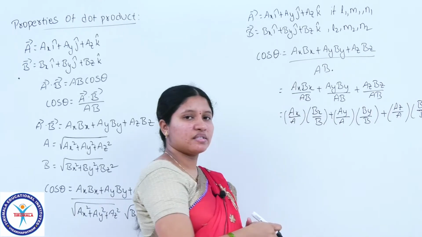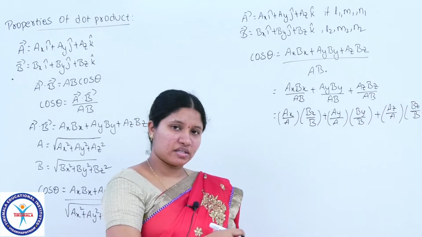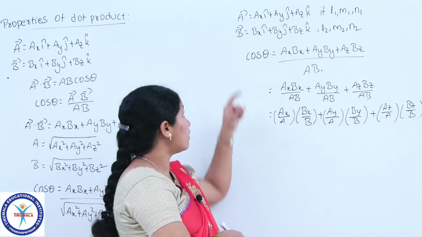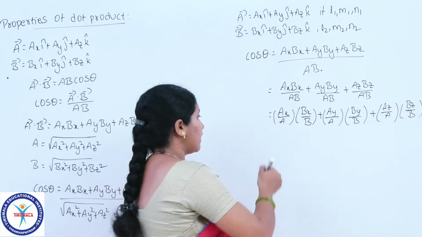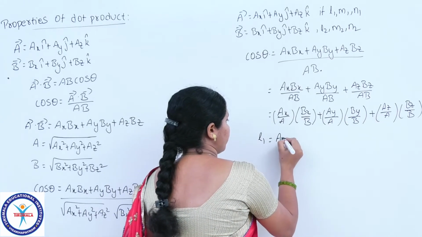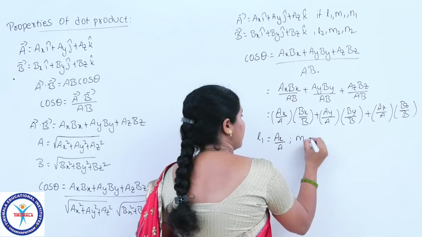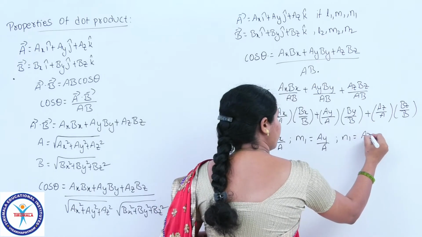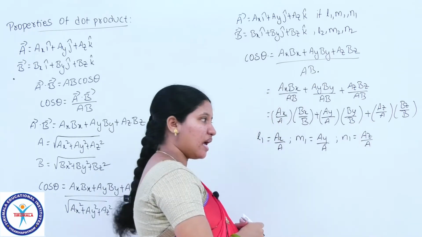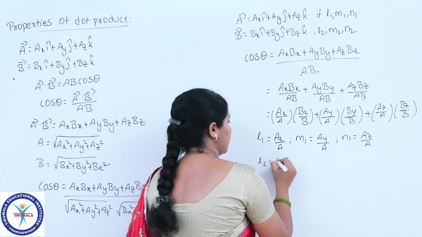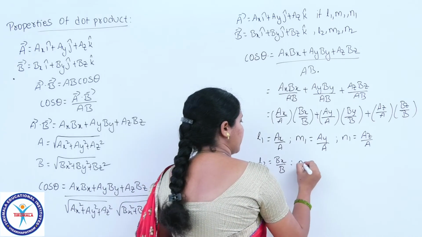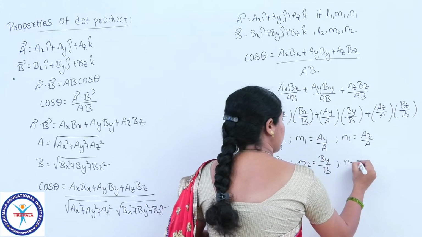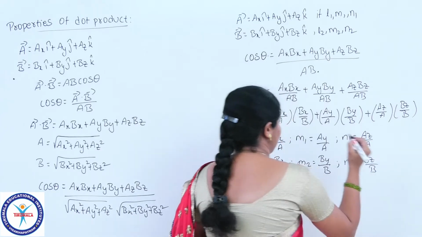In our previous class, we have already discussed what is the direction cosine. So, if L1, M1, N1 are direction cosines of A bar, we can write L1 is equal to Ax by A, M1 is equal to Ay by A, N1 is equal to Az by A, and L2 value will be Bx by B, M2 is equal to By by B, N2 is equal to Bz by B.